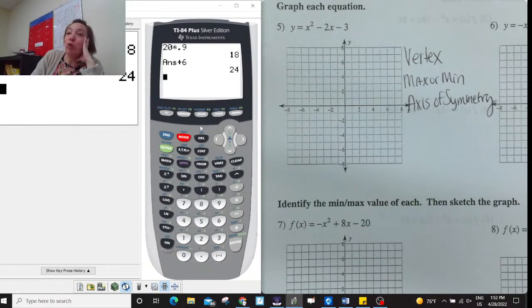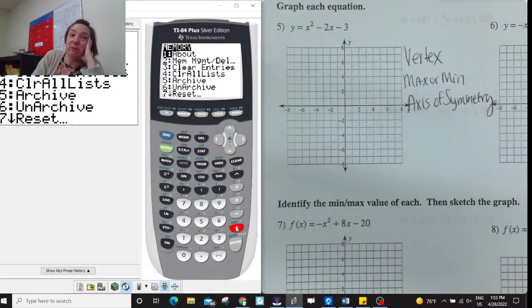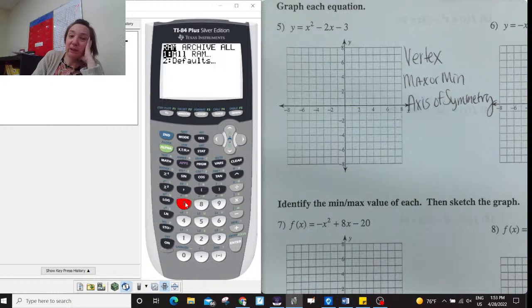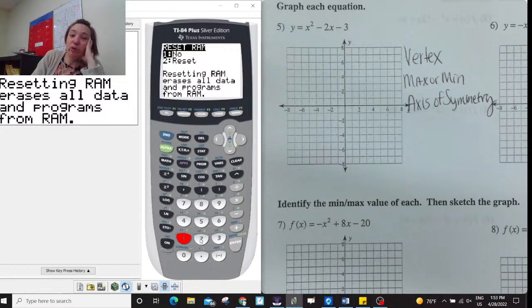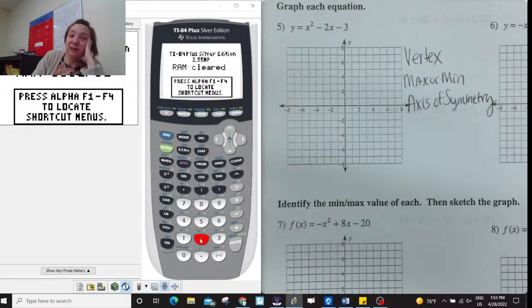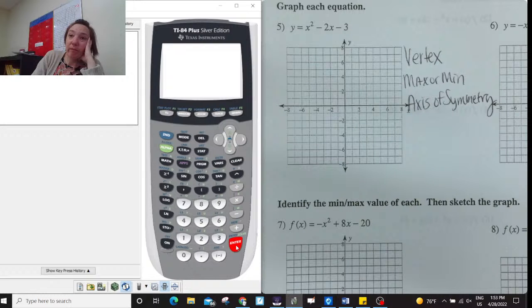Okay, so second mode is how you quit things in the calculator. Now I want you to reset your calculator. So hit second and then the plus sign, and you should get this menu. Press the number 7. And then we're going to press 1 because we want to reset all RAM. And then 2 just confirms that, yes, you want to reset it. And this is the screen you should get.